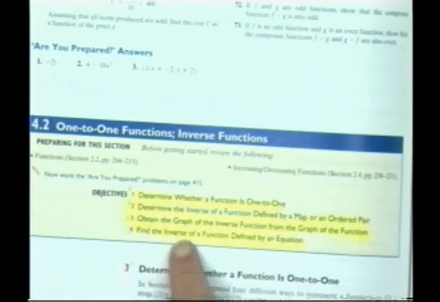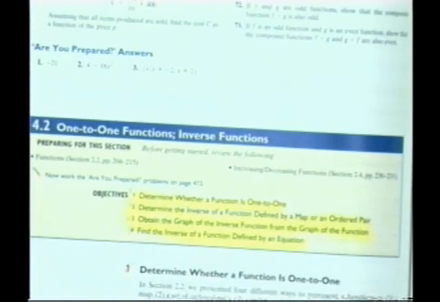And then, number 4, we're finding the inverse of a function algebraically. Now, not all functions can have their inverse found algebraically. These are carefully selected problems, so don't always think that you can always find an inverse. Some people think you can, but you can't always express the inverse explicitly in terms of x.